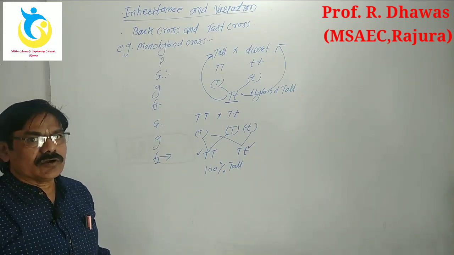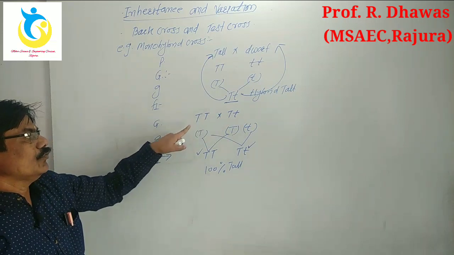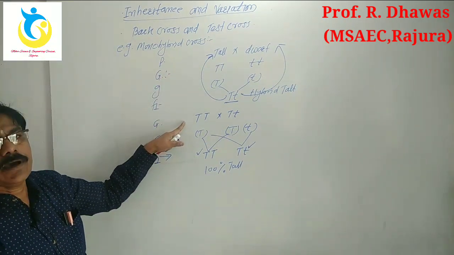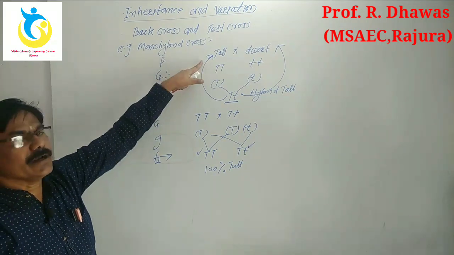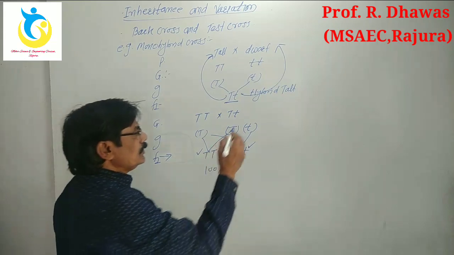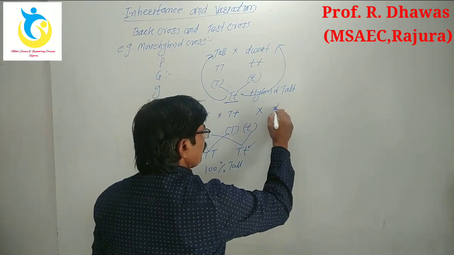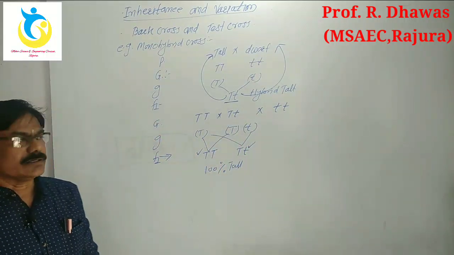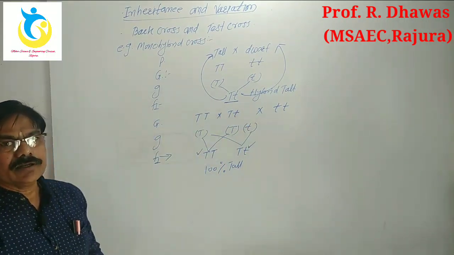Whether it is the pure tall or the hybrid tall as per their parent generations, the result is 100% tall in phenotypic form. This is the cross between the F1 hybrid and the dominant parent plant, that is the tall parent plant. This is one example of backcross. Another example of backcross is the F1 hybrid with a recessive parent.